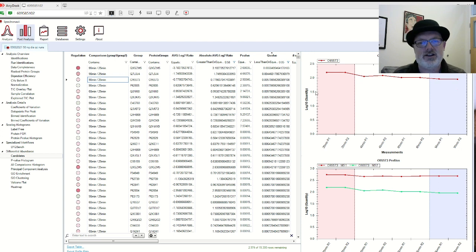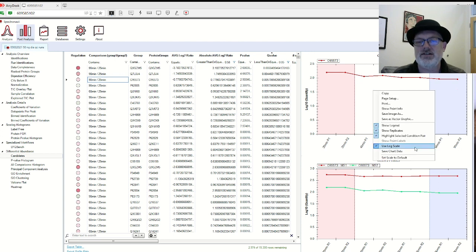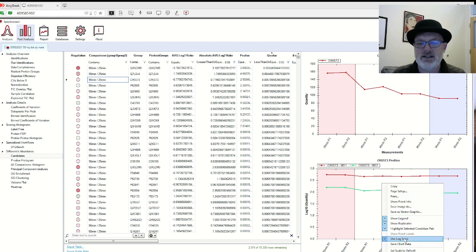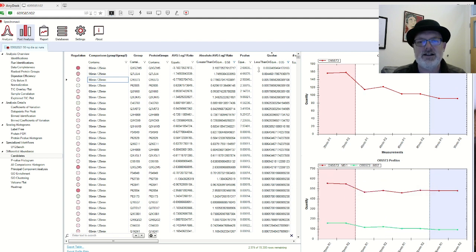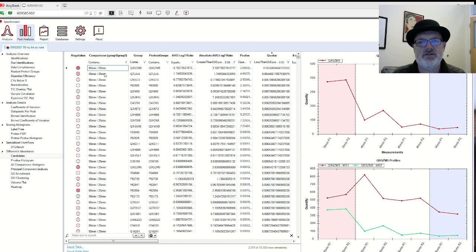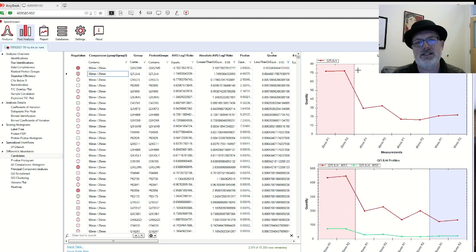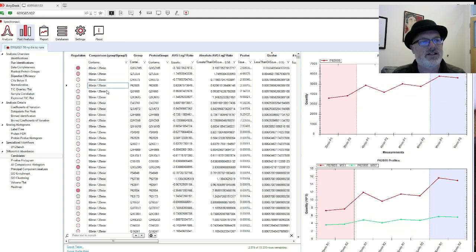And this is a log 10 response, and I think you can say do not use log 10, with the secret right click. As somewhat of a biologist, I like this one better because you can really see the difference if you're using normal scales. For example, this one's way higher in the 25s than it is in the 45s and 60s. This one's actually the opposite. This protein has a higher response in the 90 minutes than it does in the 25. And this kind of tells you what way it's going.